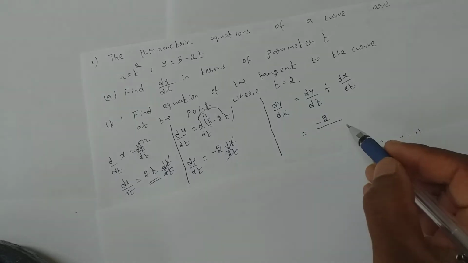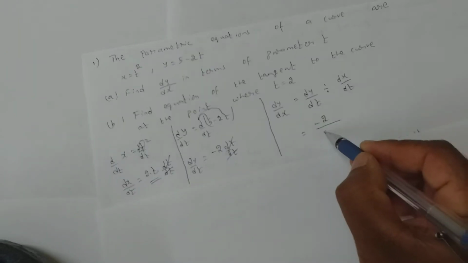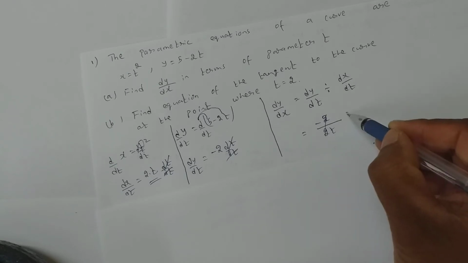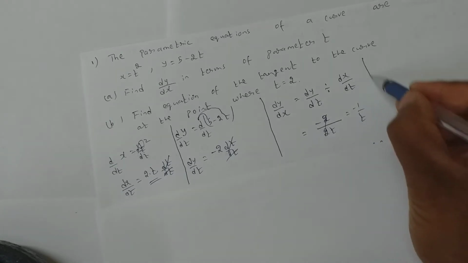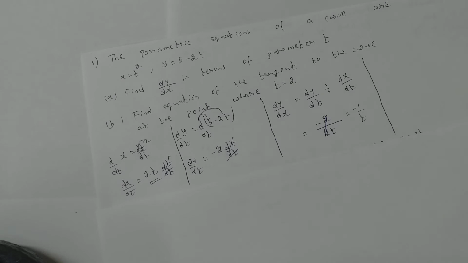By dx by dt we got 2t. So cancel it out. Minus 1 by t is my dy by dx. Am I clear so far? Now the next one, part B.